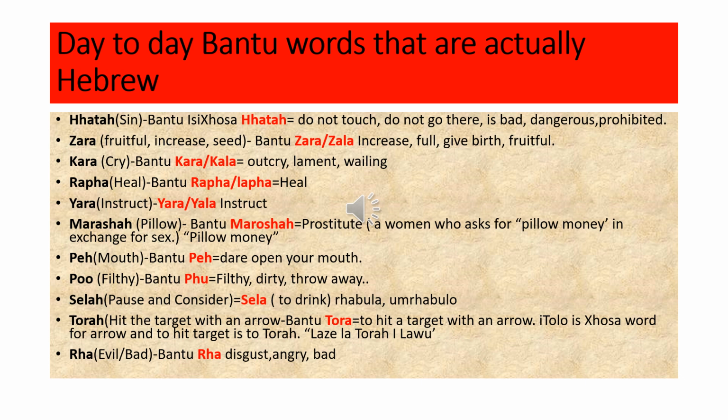And then the word Torah, which we know as a Hebrew word. This word means to hit the target with an arrow. And this is a Bantu word that we use day to day. And this word means to hit a target with an arrow as well in Bantu languages. So itolo is a word that means arrow. It's a Xhosa word or a Zulu word that means arrow. I'm not sure about it being Zulu, but I'm sure about it being an isiXhosa word that means an arrow.